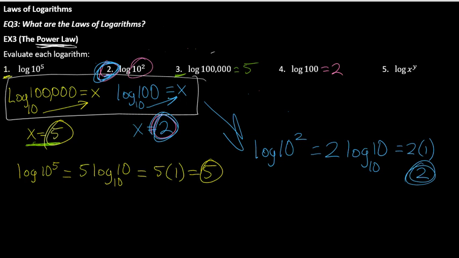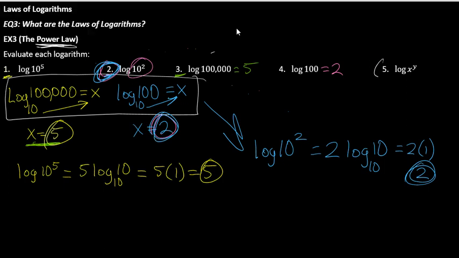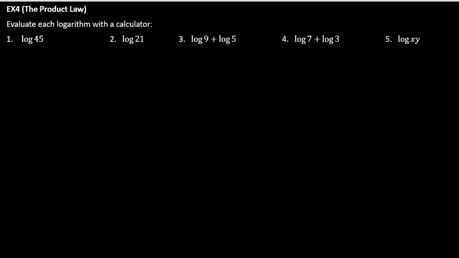Okay? So the pattern here is the power law. Okay, so let's go back to over here, example 5. Okay, we arrive at the power law of logarithms. So if I have log base x to the y power, I can rewrite that as y times log of x. Okay, these two expressions are equivalent. This is our power rule, or our power law of logarithms.